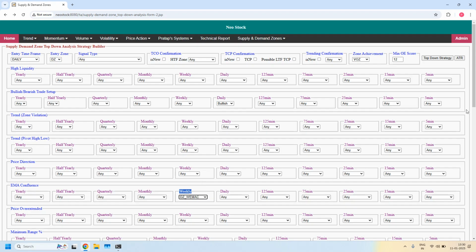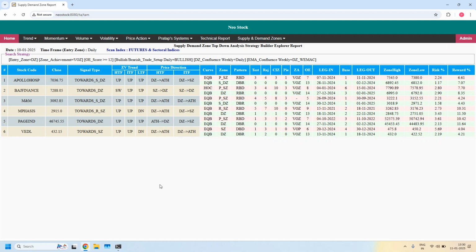Now let us filter the stocks further. From the stocks earlier, 10 stocks were filtered. From 10, this EMA filter further reduced it to 6. And these 6 stocks are even more high probability trade setup supported stocks, because the daily zone is part of the weekly zone, and the weekly zone is having weekly EMA confluence.